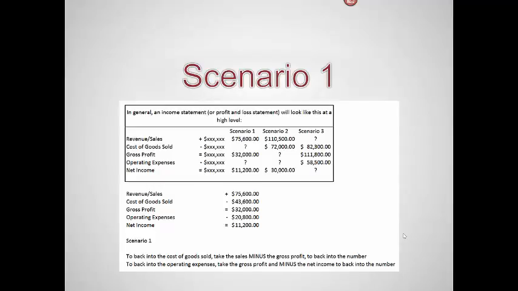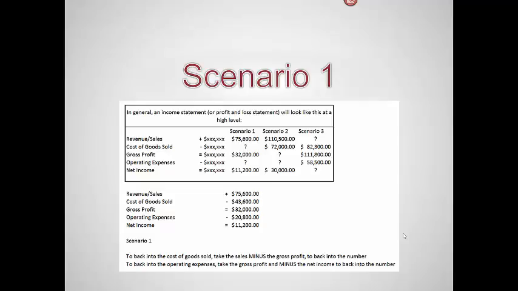In order to back into the cost of goods sold, we would take the sales and subtract the gross profit in order to back into that number. So if we take the $75,600 and subtract from it $32,000, we get $43,600. And the way to check that is to do the normal math. We say $75,600 minus $43,600 equals $32,000.